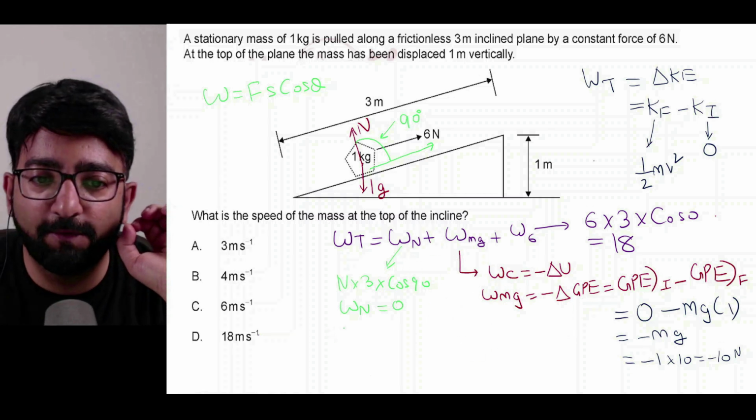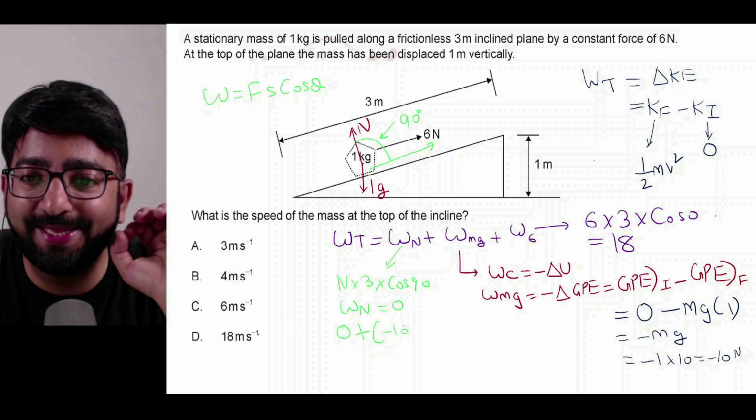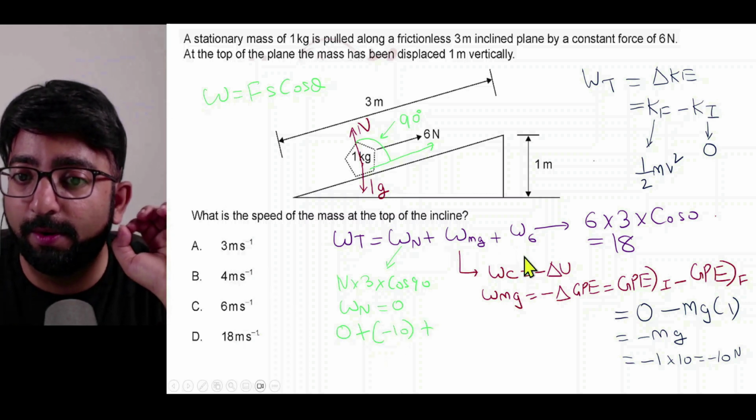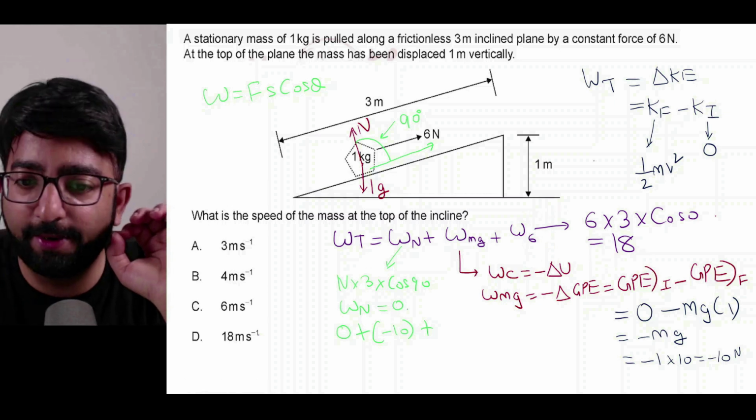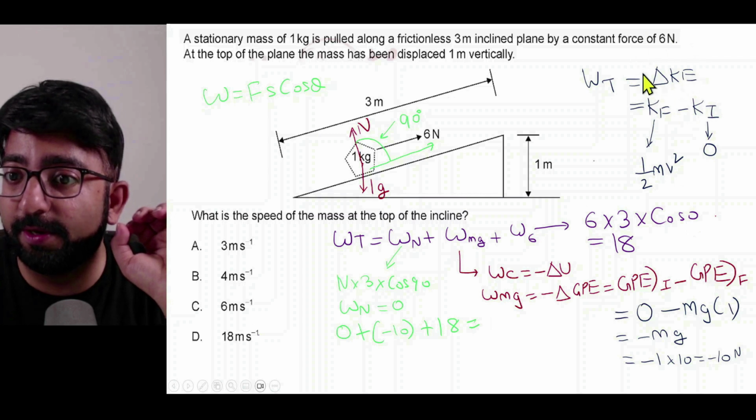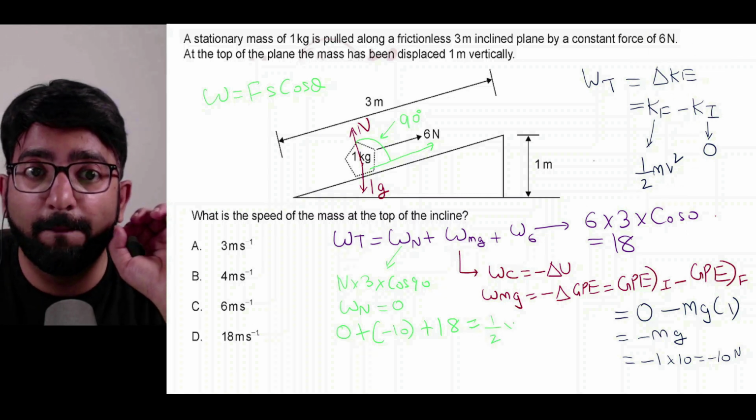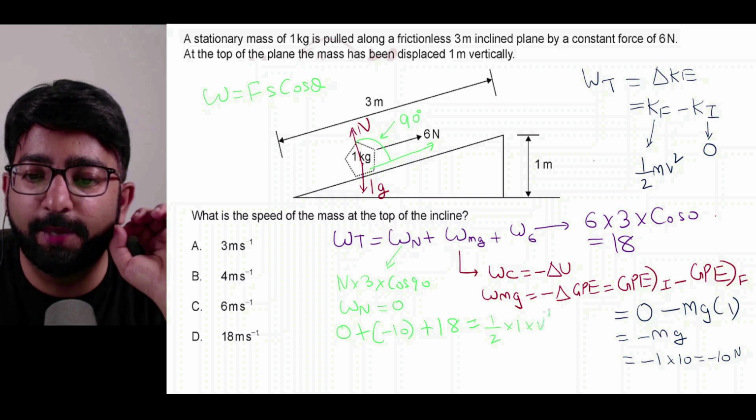Work done by the normal reaction was 0, plus work done by the gravitational force was negative 10, plus the work done by the 6 Newton force was 18. This was equal to the change in the kinetic energy, which we had figured out was half mv square. So let's write down half, mass is 1 multiplied by v square.